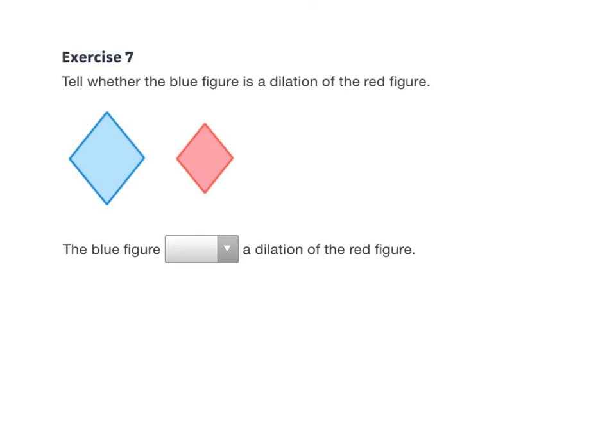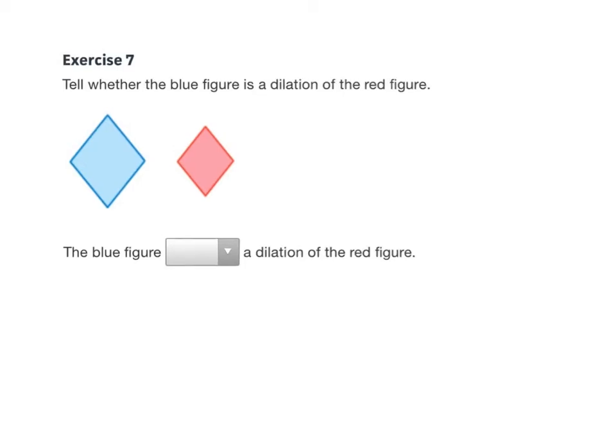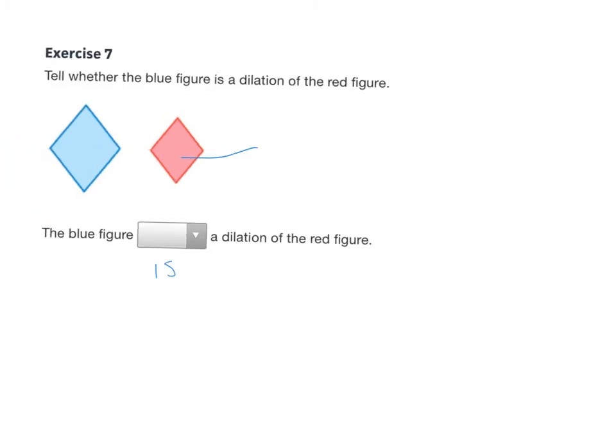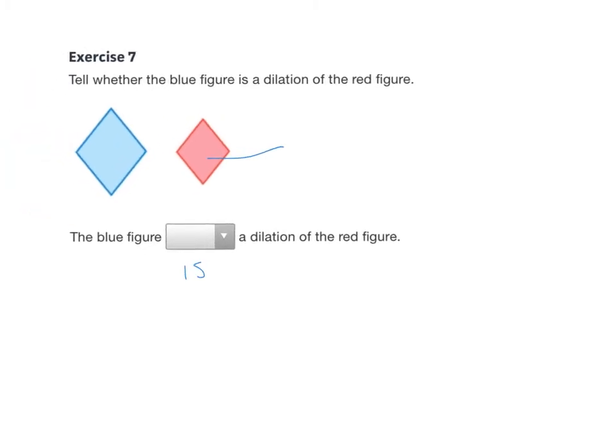Tell whether the blue figure is a dilation of the red figure. The blue figure is a dilation of the red figure. The blue figure is a dilation of the red figure. And this is from the red figure to the blue figure. This actually went up, right? So this is an enlargement.